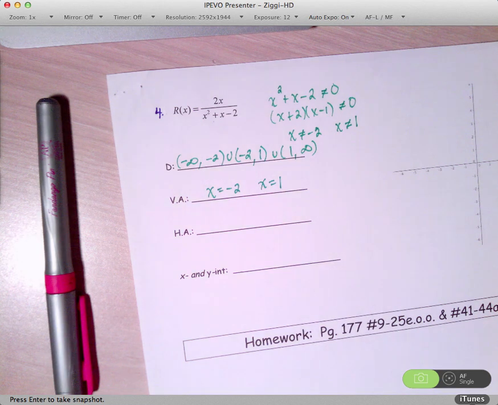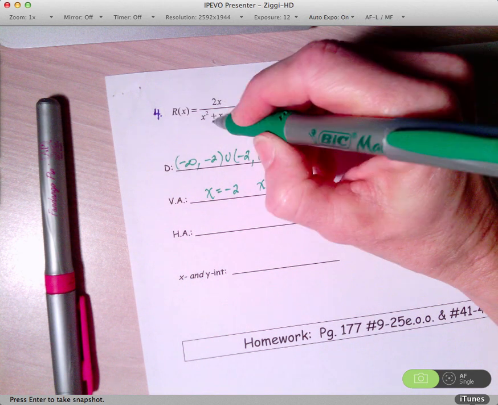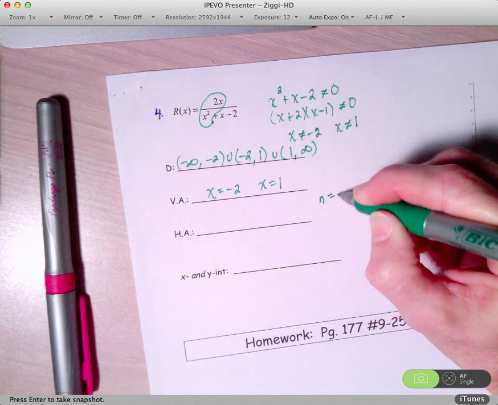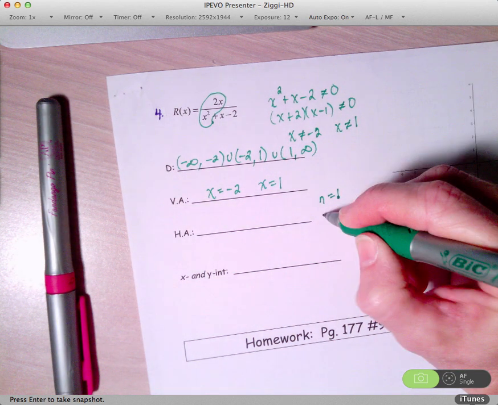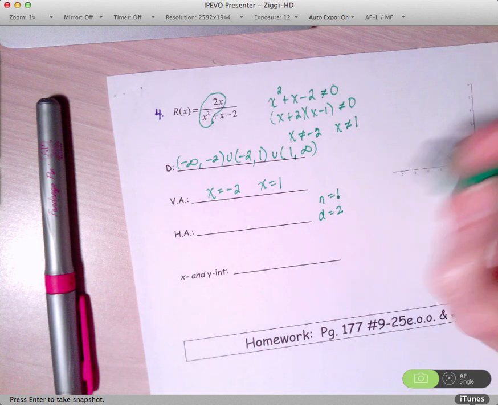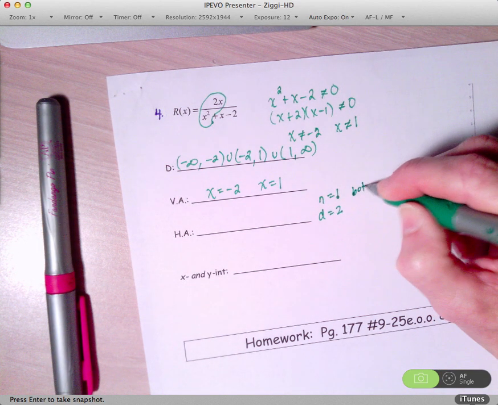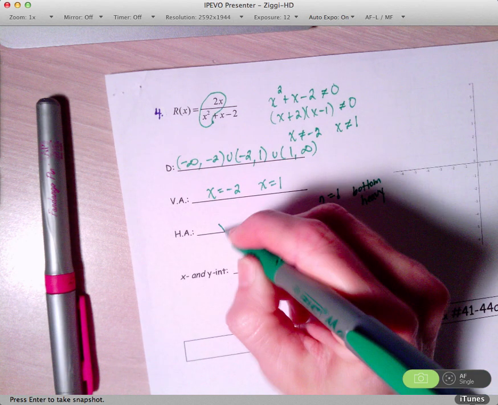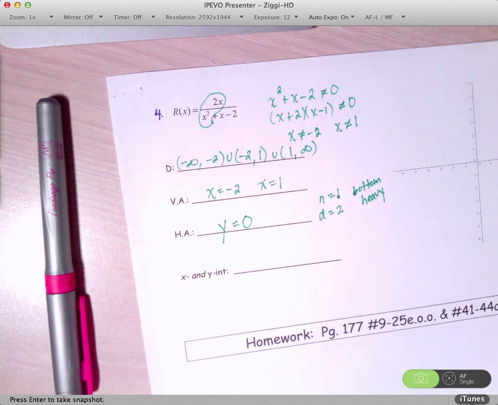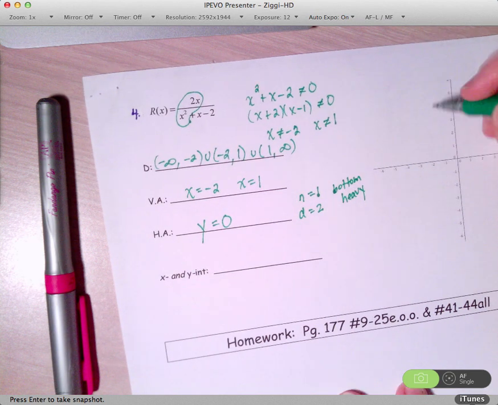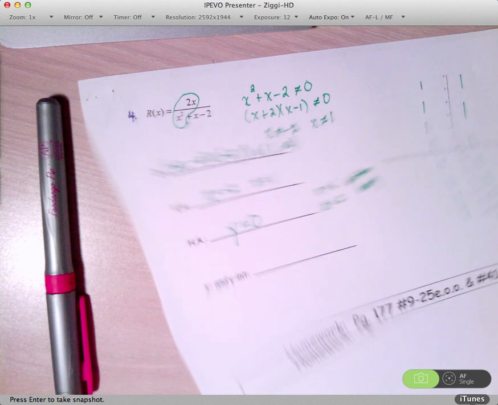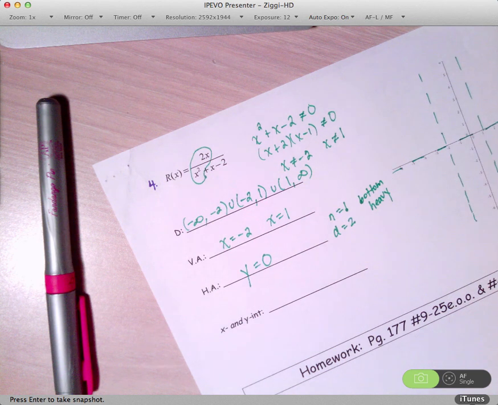And then our horizontal asymptotes, we go back up and we look at the highest powers here, right? In this case, n equals 1, that's the power in the numerator. D equals 2, power in the denominator. And it's bottom heavy. And we know that when it is bottom heavy, we have the asymptote y equals 0. So let's get our asymptotes on here. We've got x equals negative 2. We've got x equals 1. And we've got y equals 0.